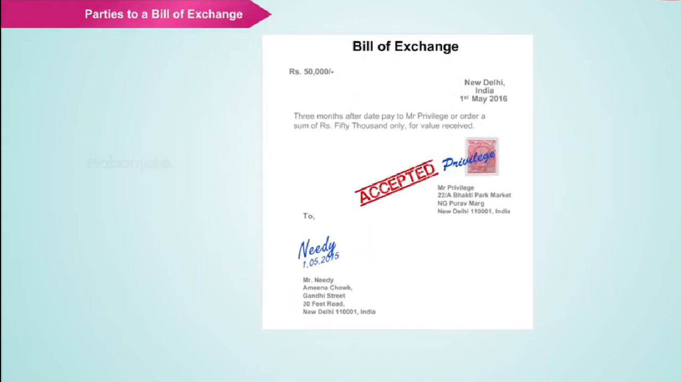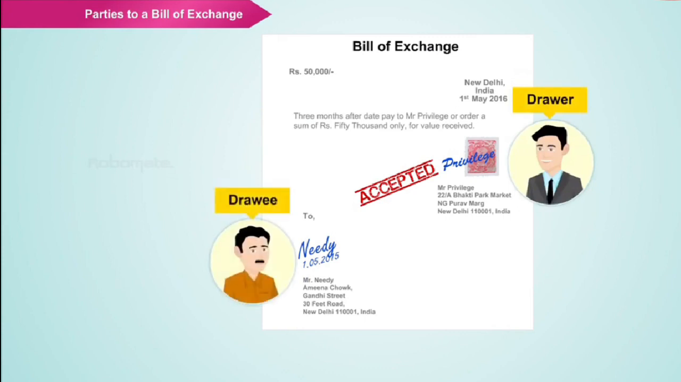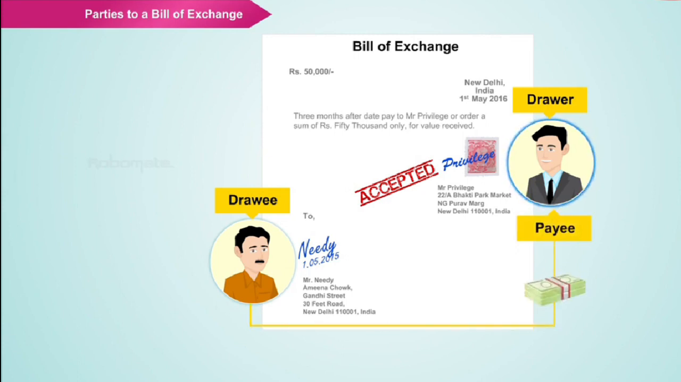Parties to a bill of exchange. Generally, there are 3 parties to a bill of exchange. First is the drawer, that is, the person who draws the bill of exchange. Second is the drawee, that is, the person on whom the bill of exchange is drawn. Third is the payee, that is, the person who has the right to receive the amount of the bill.